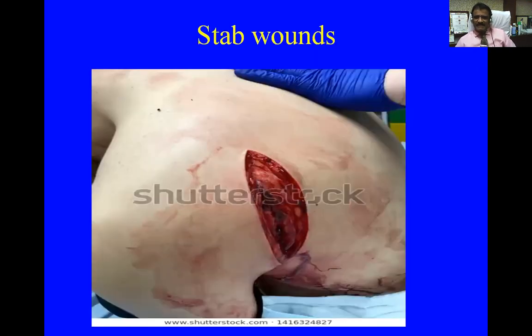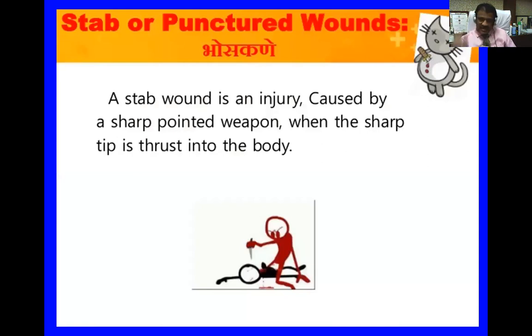Okay, let's have another image. Look at this image. You can see the horrible scene here. You can see such a big wound and there's a lot of gaping. It looks to be more deep than the length. Of course, it is a stab wound. Stab wounds are also called puncture wounds.